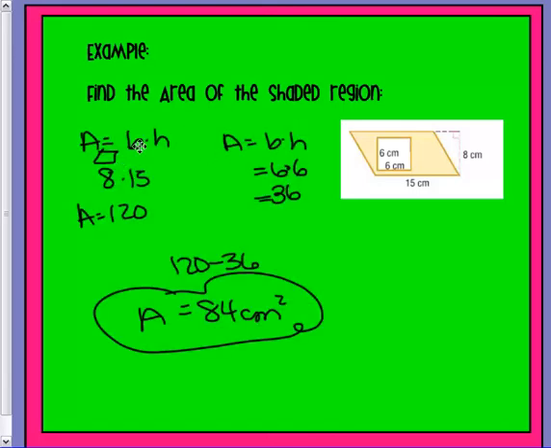Okay, so I took the base times the height, 8 by 15, and I got 120. I took this base times this height, 6 by 6, and I got 36. It's a square. So when I subtracted, I got 84 centimeters squared.